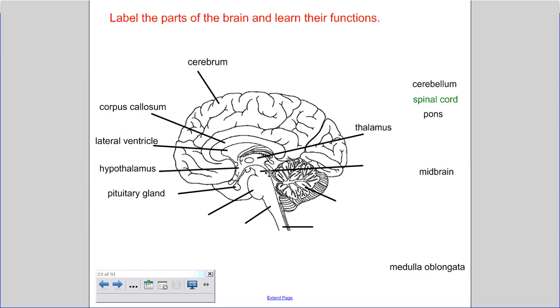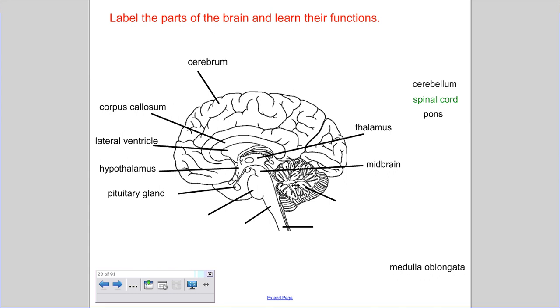All right, now this little part we talked about briefly yesterday. It's kind of located between the forebrain and the hindbrain, so it is the midbrain. The midbrain helps to relay information about auditory and visual reflexes, so it helps to kind of moderate some of your reflexes.